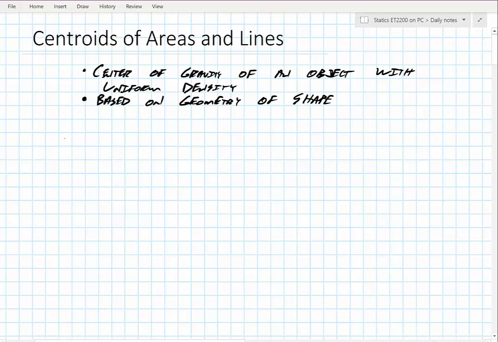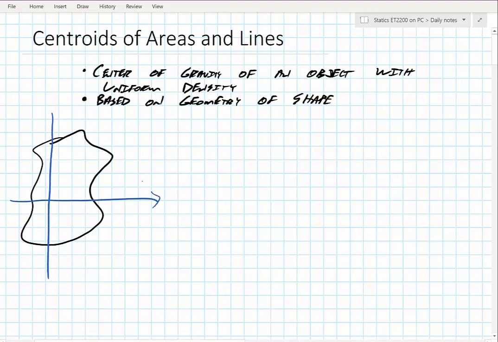If I had to draw some kind of example, we'll take some random shape and put it on some kind of x and y axis. Let's say this is my x and this is my y, and I'm going to guess the centroid's maybe here. And then we are going to define the distance up from the x-axis as y bar, and the distance over from the y-axis as x bar. And this is if it's like a 2D area shape.